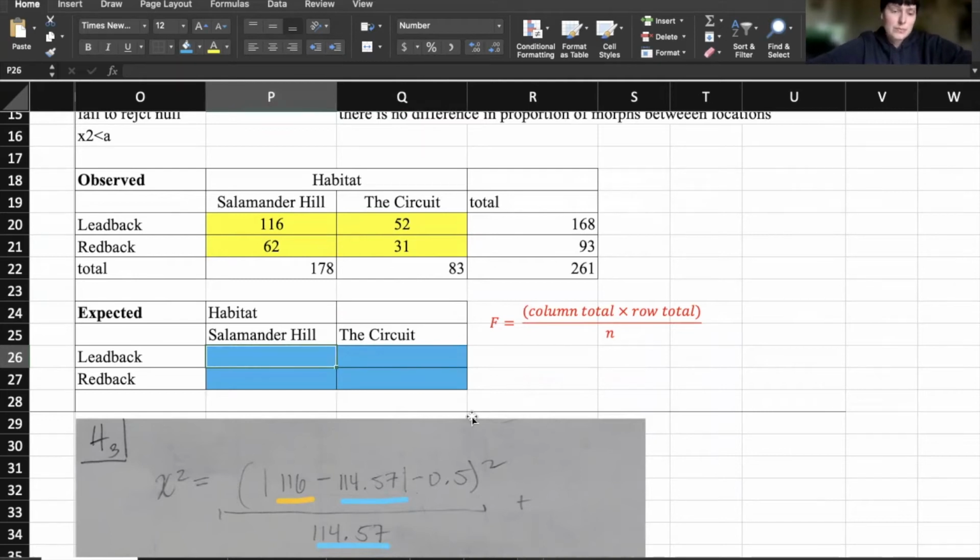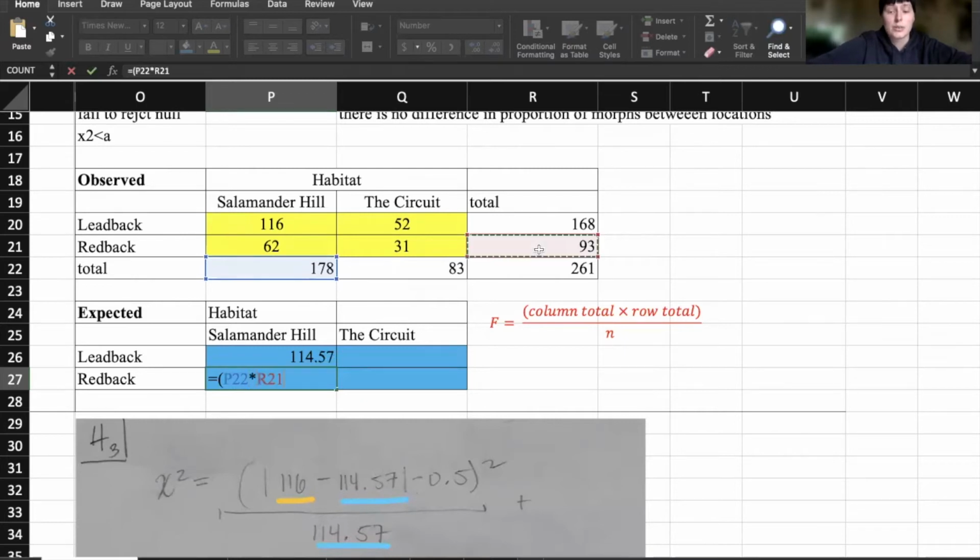It's best to show it. So for the Salamander Hill leadbacks, we're going to take the column total of Salamander Hill, multiply it by the total for the leadbacks, and then divide that whole thing by your total population size. And that's how you get your expected values for the third question. So I'm going to do it three more times. Redbacks at Salamander Hill: taking the Salamander Hill total, multiply it times the redback total, then divide it by your total population.